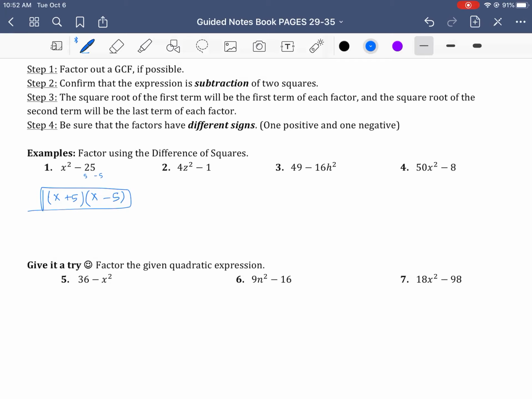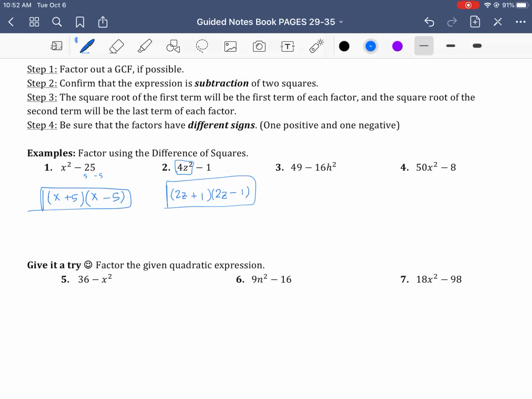Number 2, again, we look at it. Is there a greatest common factor? No, nothing divides out of 4z squared that also divides out of that negative 1. So we go ahead and recognize that this is a difference of squares. The square root of 4z squared is 2z times 2z, and the square root of 1 is 1. And then we need one positive and one negative.